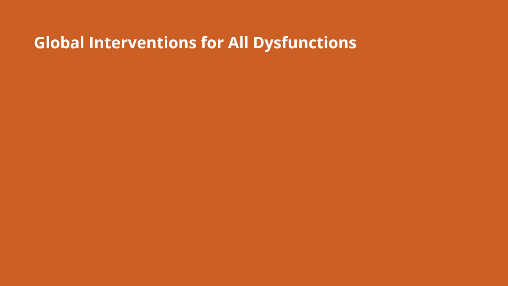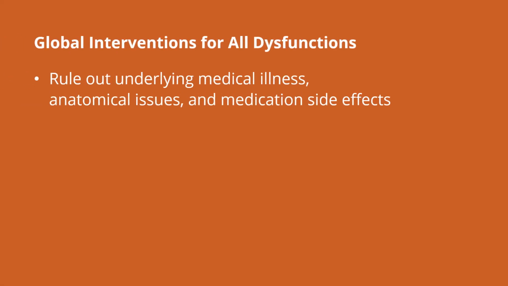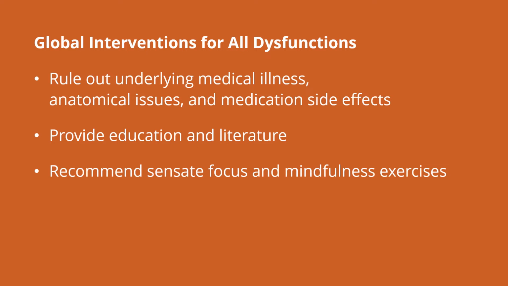Global interventions for all dysfunctions include ruling out underlying medical illness or anatomical pathology or conditions as well as medications that may have direct sexual side effects. You can and should also educate the patient about the specific sexual dysfunction and provide appropriate literature or handouts for her to review at her discretion. You may also prescribe medications for certain underlying sexual medical issues.